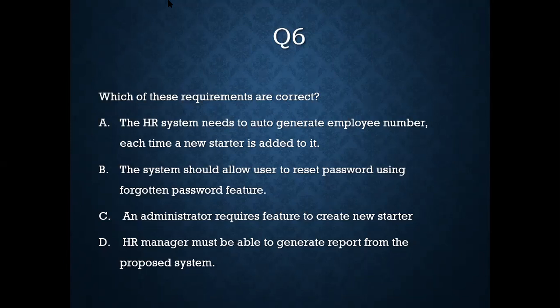Remember, your requirements need to have a priority. If you just write the first one, the HR system needs to auto-generate an employee number each time a new starter is added to it, how will the supplier know the priority of this? You're just saying you need it. So the priority is not there. It should say whether must, should, could, won't, or nice to have, the MoSCoW codes we discussed a few minutes ago. At least the priority must be there, because you can't really write a requirement like this. So A is not correct.